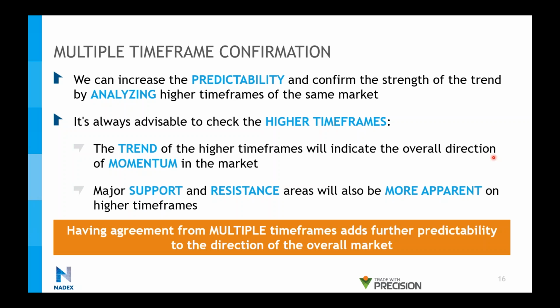The trend of the higher time frame will indicate the overall direction of momentum in the market. Major support and resistance areas will also much more easily become apparent on those higher time frames. Having agreement from multiple time frames adds further predictability to the direction of the overall market. We want to see what the big picture is. The daily chart could look like the sky is falling apart. Everything is crumbling. However, on the weekly chart, this is just merely a pullback to price equilibrium levels. The market is catching its breath and getting ready for the next leg higher.